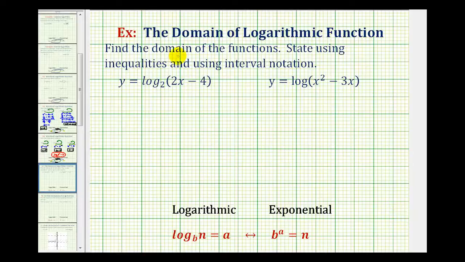We want to find the domain of the given log functions, and then state the domain using inequalities and interval notation. Looking at our first function, we have y equals log base 2 of the quantity 2x minus 4.